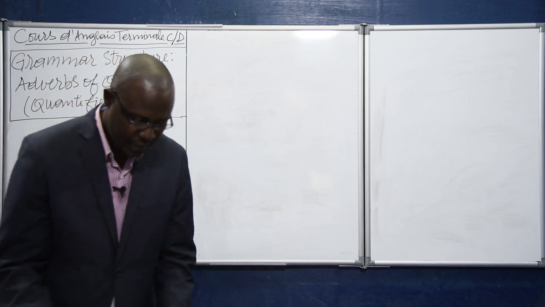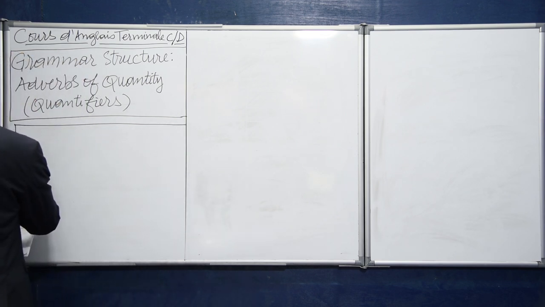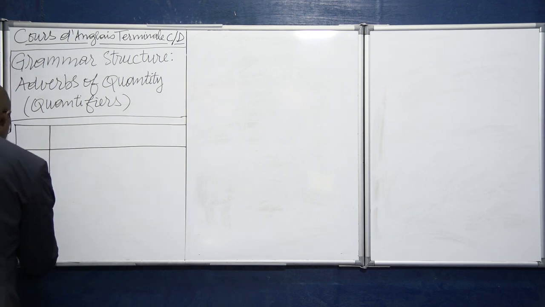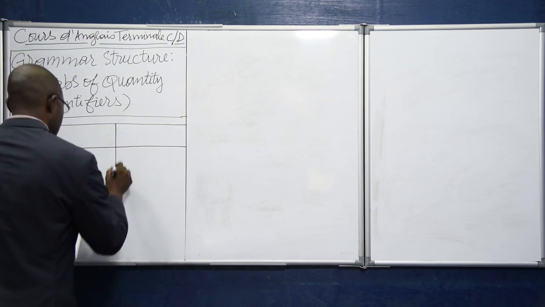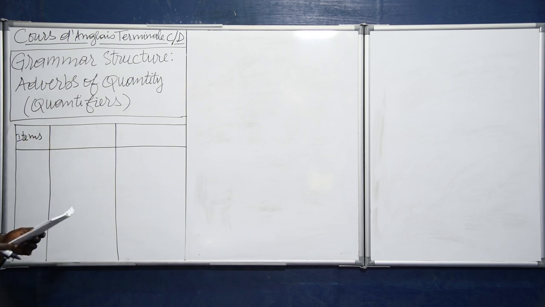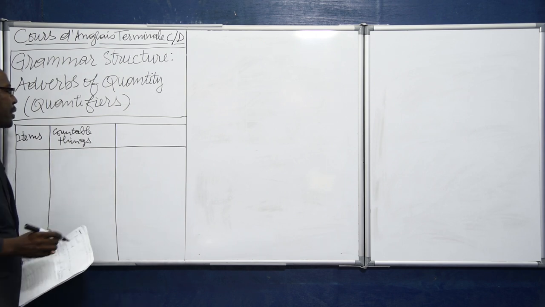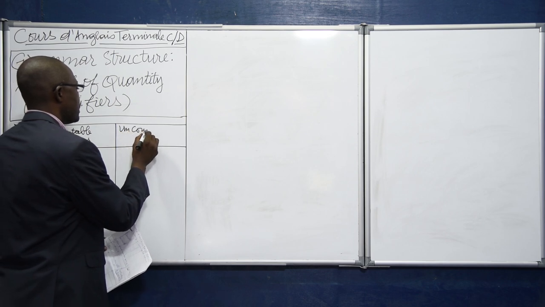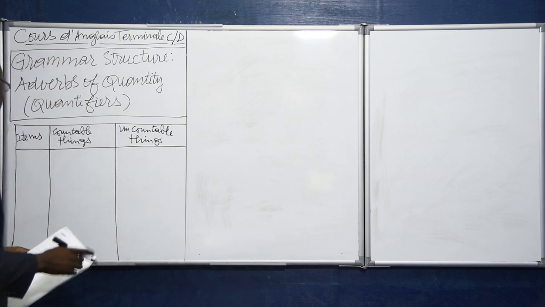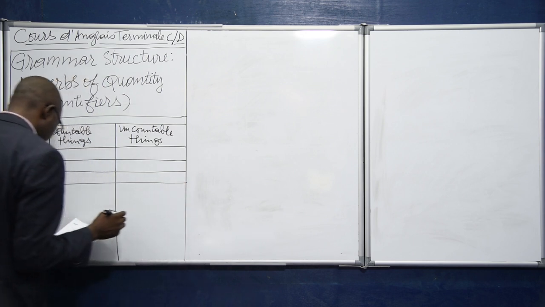So we have a grid here. Let me draw this grid, and then we are going to see which one is countable and which one is not. In this grid, excuse me, just a few minutes, here we have items. We have countable things. Here we have countable things, like this. Like this, we can start writing, like a dog.